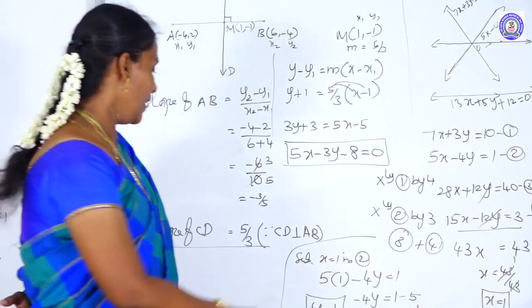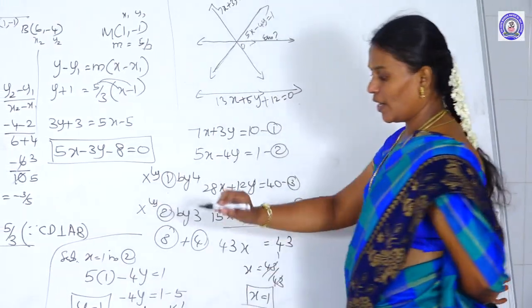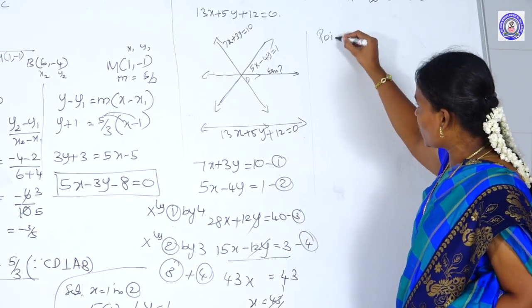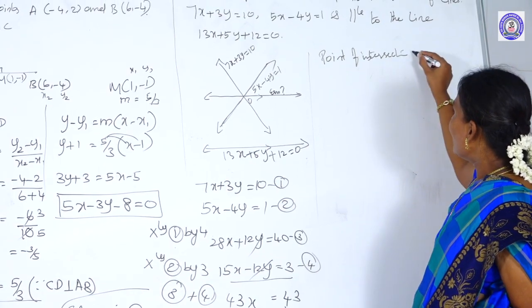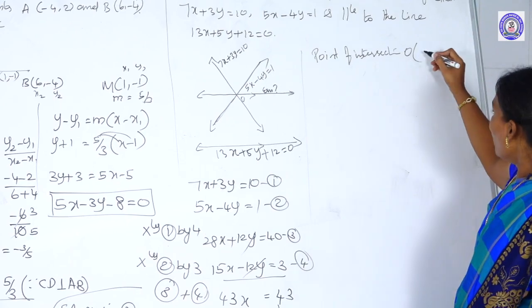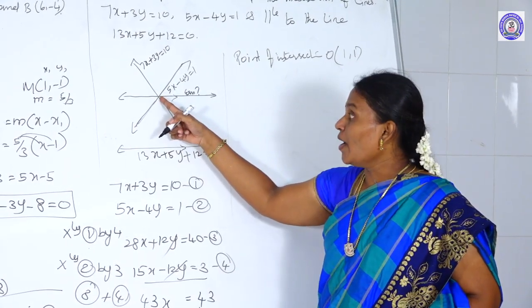Okay. Now you got that. x is equal to 1 and y is equal to 1. So the point of intersection, that is O, O of 1 comma 1. Okay? So that is one point.